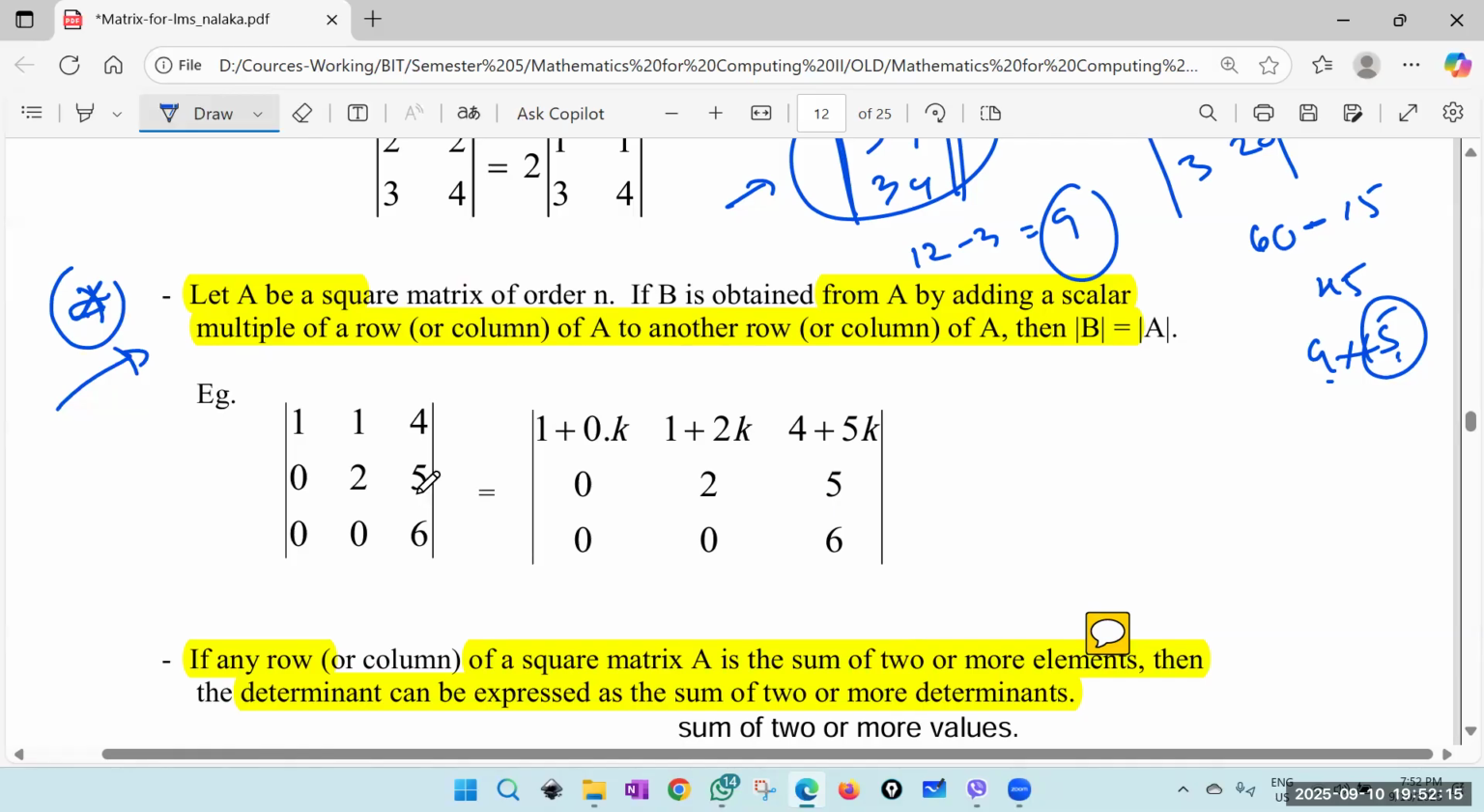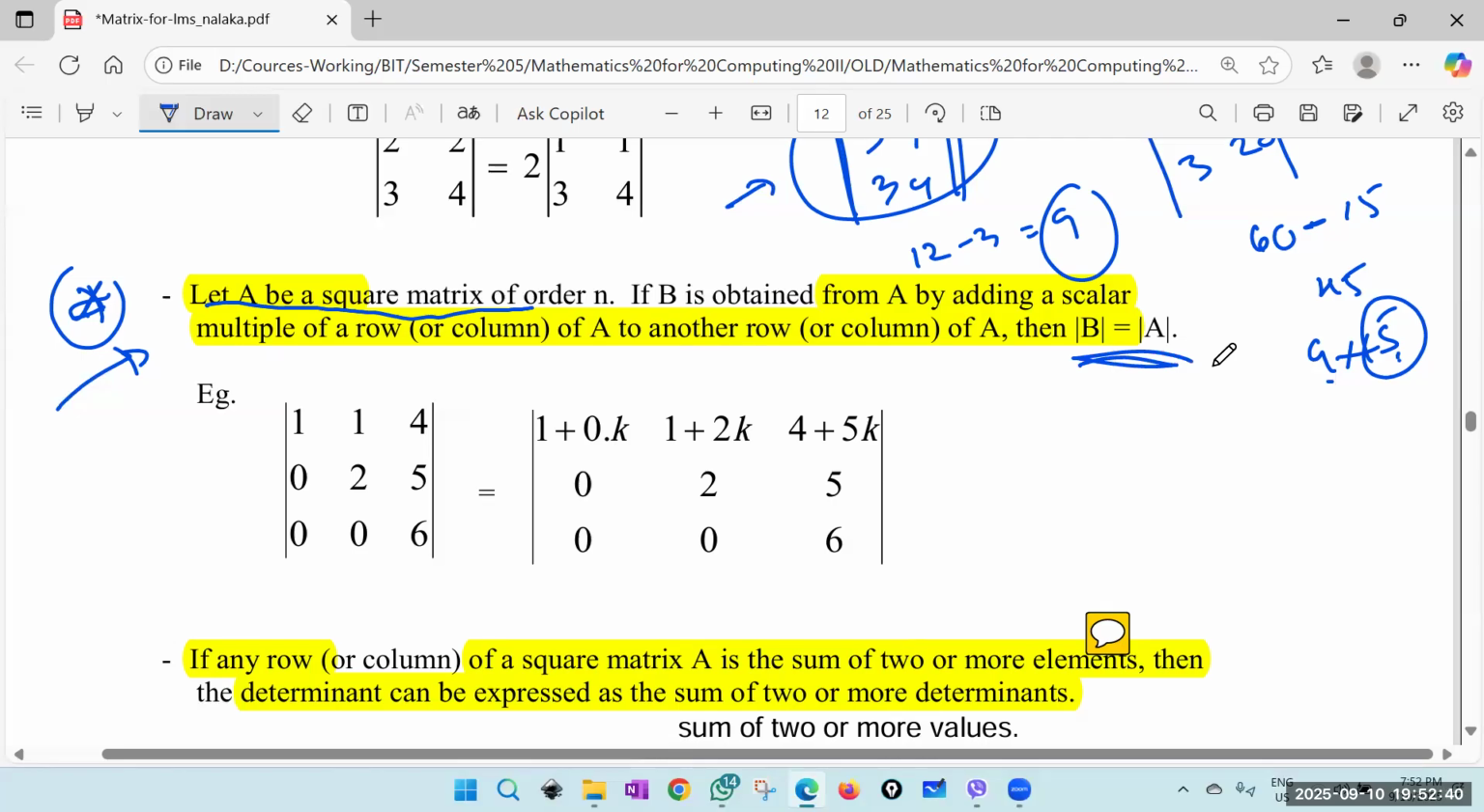Right. So next property. Let A be a square matrix, obviously, because otherwise there's no determinant. If B is obtained from A by adding a scalar multiple of a row or column of A to another row of A, then its determinant is not going to change. Of course, you get a different matrix, but the two matrices have the same determinant.